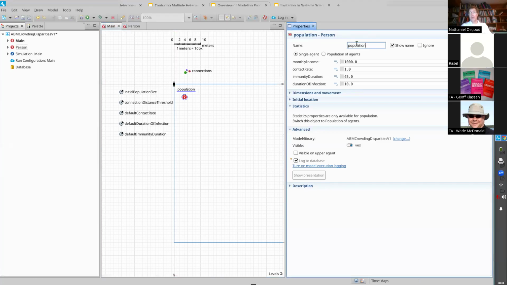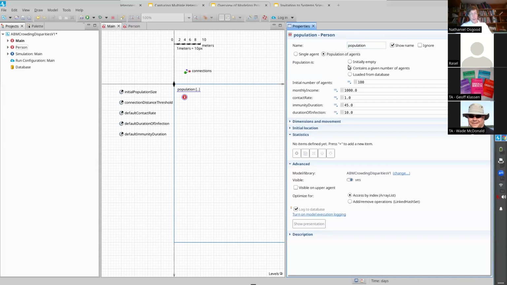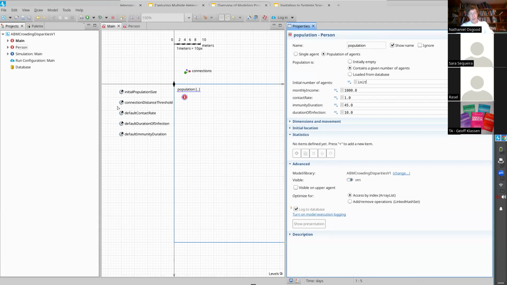But this is still not a population. Thank you. That's an it. That's right. Okay, so this is a population, and it needs to be indicated as such. It's a population of agents. Its initial number of agents will not be fixed, not be a hard-coded value. Instead, it will be given by one of the parameters we created next to it. Which one is it? You tell me. The initial population size.